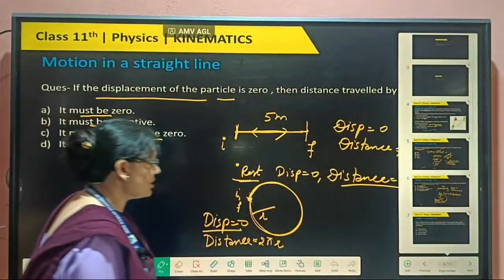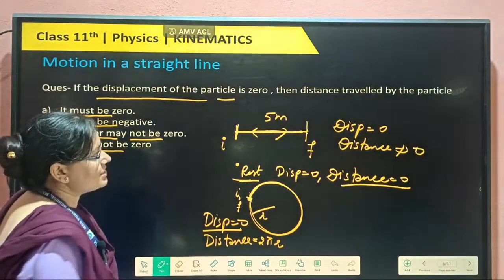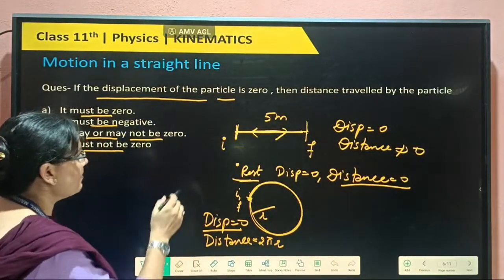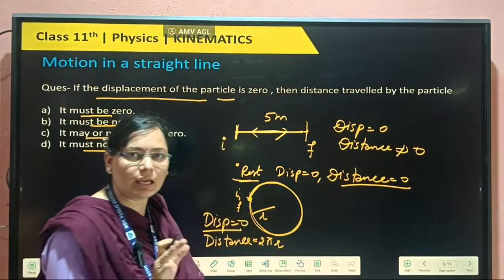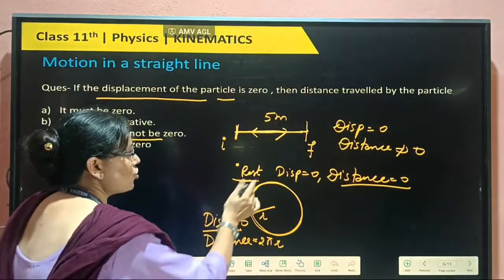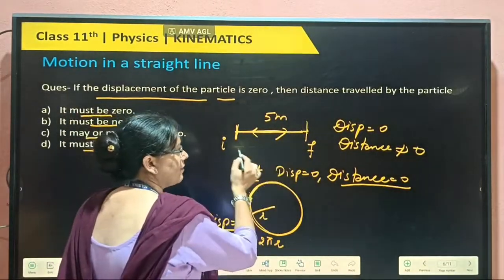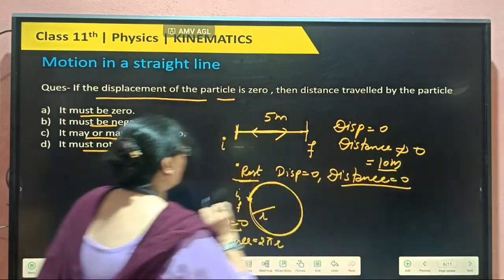Yes, beta, this question is going on. Sorry for the inconvenience. Now here, when we are finding distance, displacement is 0, but distance will never be equal to 0 if we are traveling some path. Going there and coming back, the distance will be our 10 meter only.